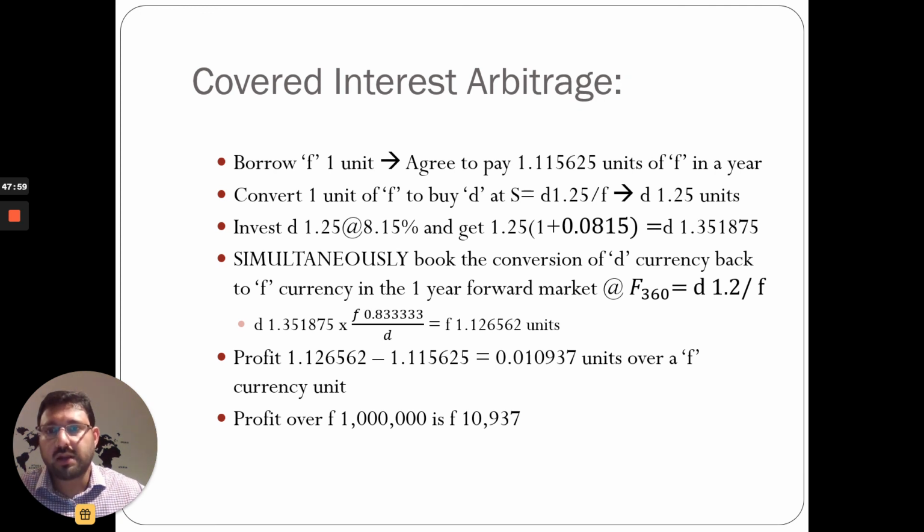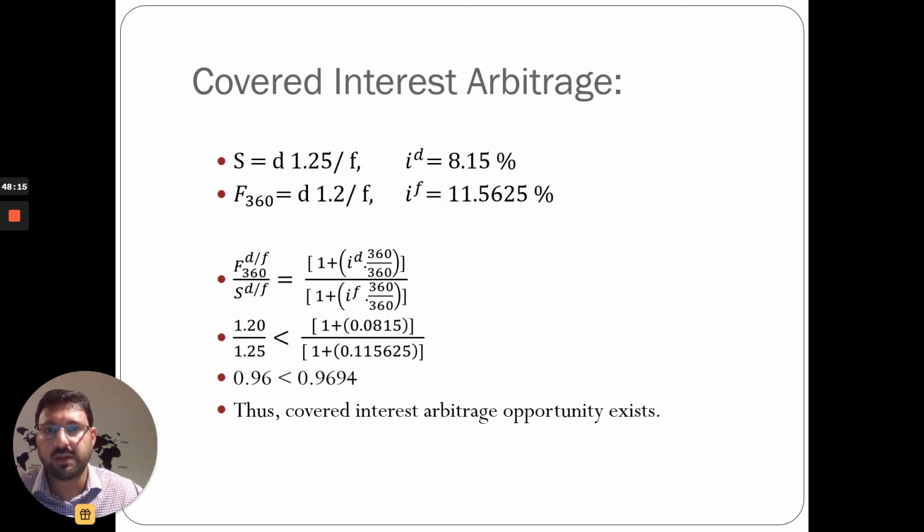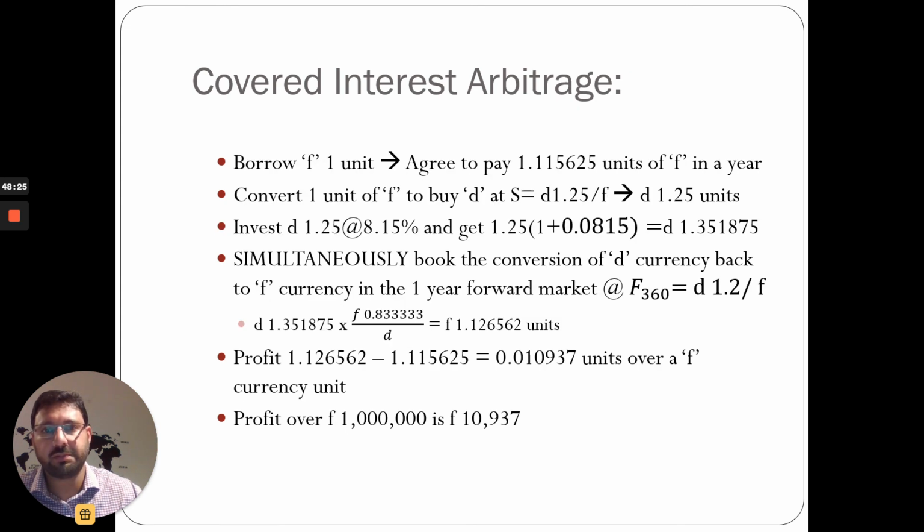Now, if you start, you borrowed 1 unit of the F currency and agree to pay 1.115625 units of F currency in a year. And how did I get it? I simply multiplied this 1 into 1 plus the interest rate for the F currency, 11.5625%. So in decimal, it's 0.115625. So I have to pay this much, right?